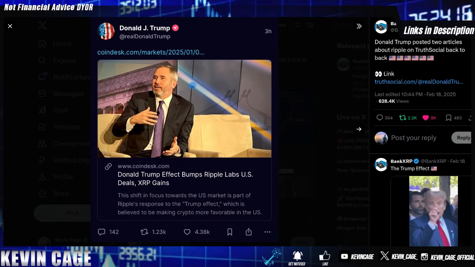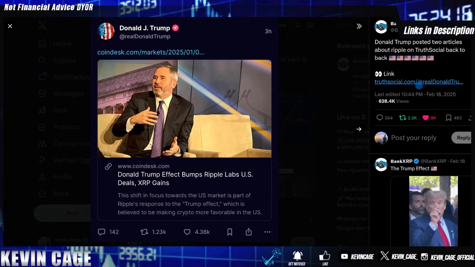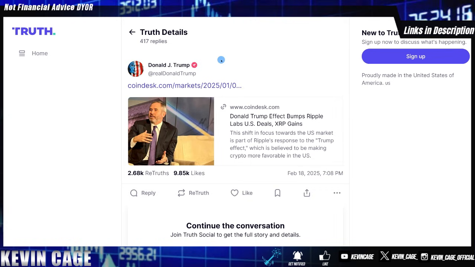And even right here, so this went viral in the past couple days, this is Donald Trump, the president of the United States, real handle on his platform, Truth Social. So he posted about Ripple back to back. And big shout out to Bank XRP, an absolute must follow in this space, and he also linked it right there. So truthsocial.com showing you Donald Trump's real handle sharing this article. And Truth Social is a social media platform that was launched by Donald Trump and his company. This alone gets a lot of eyes on XRP and the entire crypto space.